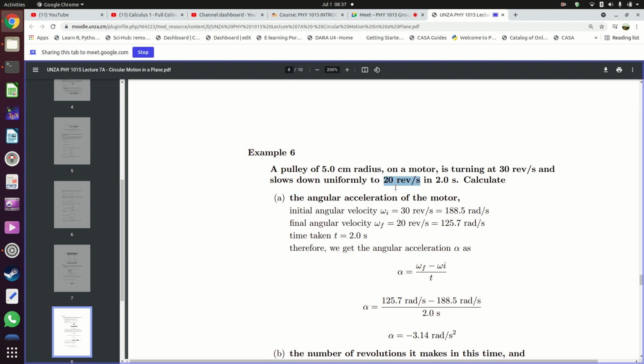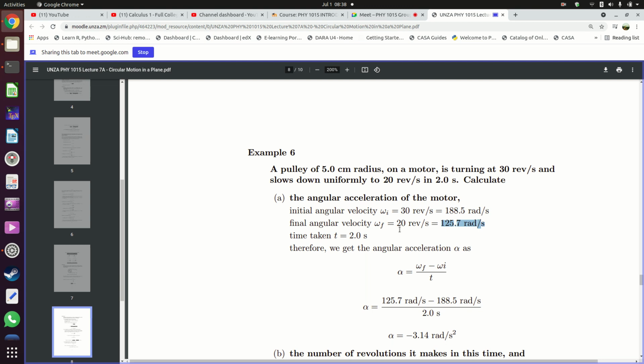But these units of revolutions per second, we don't use them in calculations. So you need to change your revolutions per second into radians per second. And the way you change revolutions into radians is by multiplying by 2 pi. So if you multiply 30 revolutions by 2 pi, you end up with 188.5 radians per second. Similarly, the final angular velocity, which is 20 revolutions per second multiplied by 2 pi, you end up with 125.7 radians per second.